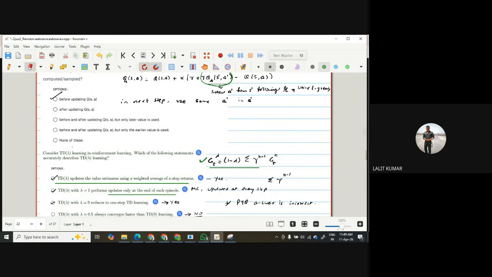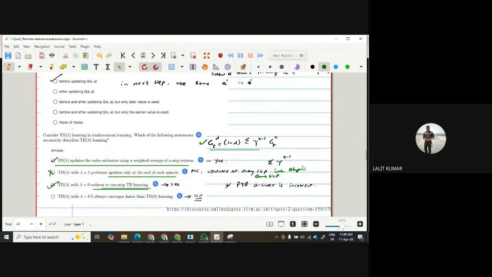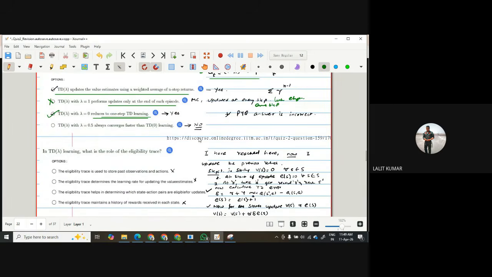Why? Because we had seen that when we use TD lambda with eligibility trace, it updates at every step. So that's why the second option is incorrect. TD lambda with lambda equal to 0 reduces to one-step TD learning. That we had seen. You reduce lambda to 0 and it becomes one-step TD learning. You can go through this discourse here. It has been discussed there.